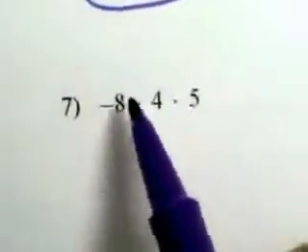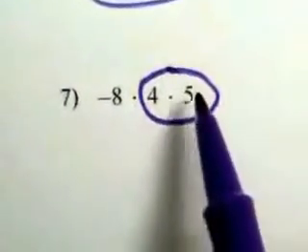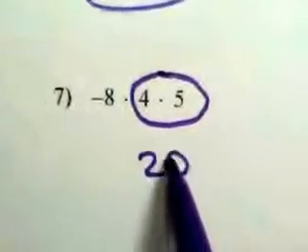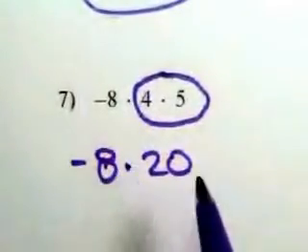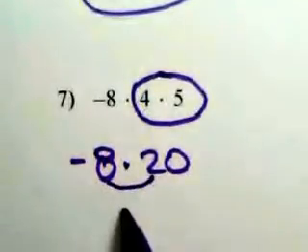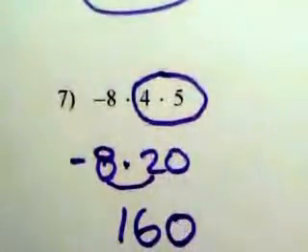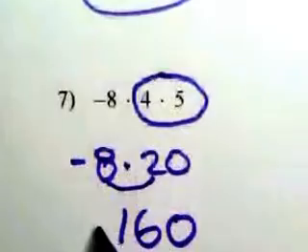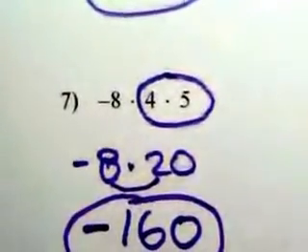All right, I'm going to rearrange this. I'm going to do this first. 5 times 4 is 20. So I have -8 times 20. Well, 8 times 2 is 16. And then I add a 0. And there's only one negative. So the answer is negative.